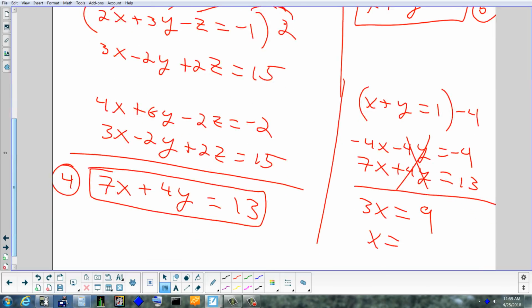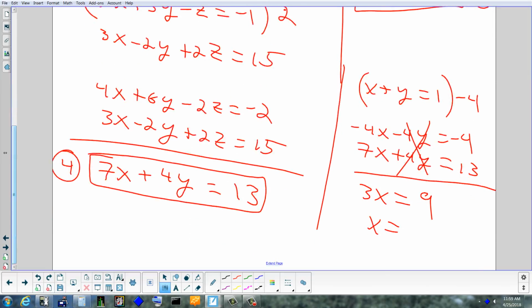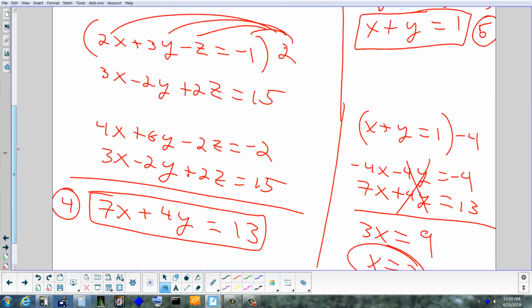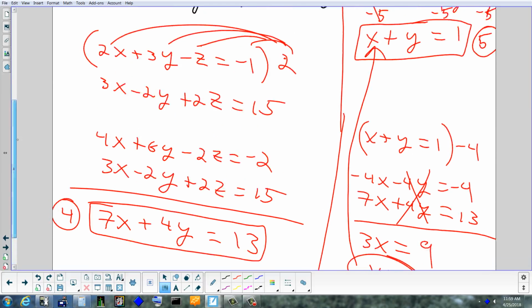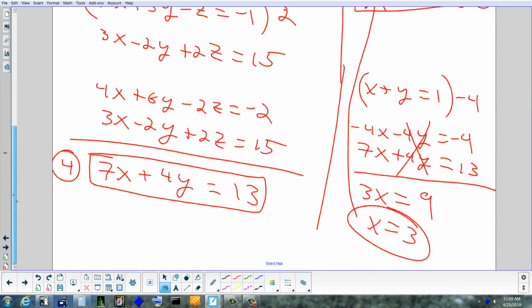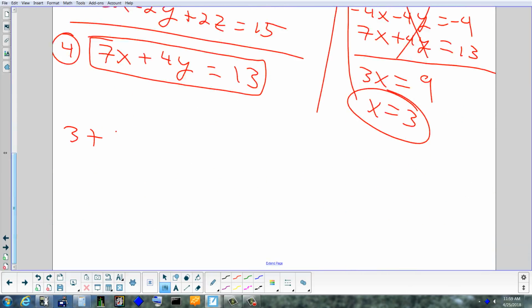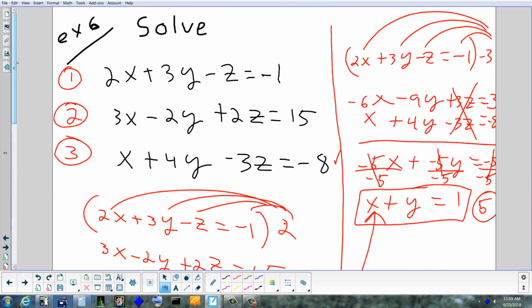So what's x? 3. Now we know x is 3. Well, we could take that and plug it into that equation right there, and then we're going to have y right away. So 3 plus y equals 1. What's y? Negative 2. So I told you, once we get the first answer, now they all come pretty quick. Now we have x and we have y. Plug them into any one of these originals to get z. Which one looks the easiest?